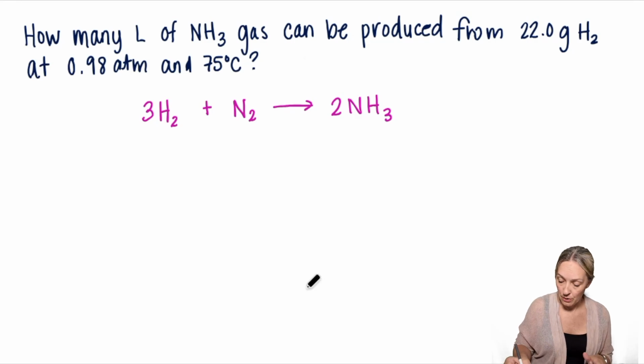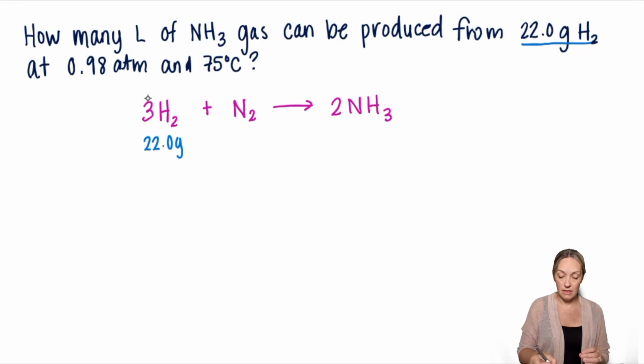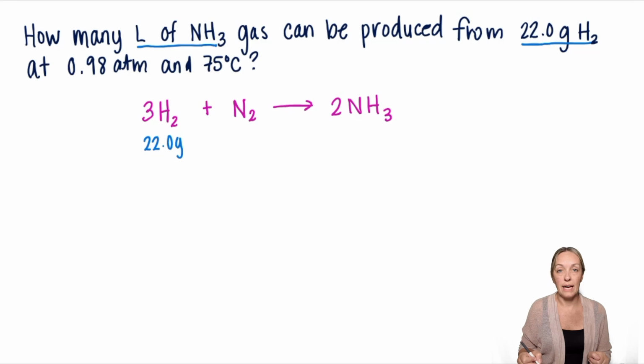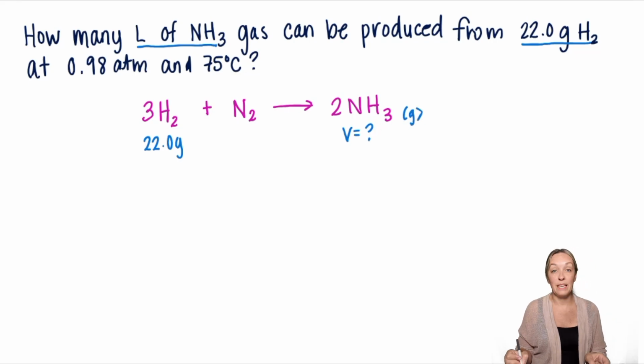So I'm going to go through, and I have grams of H2, so I'm going to write my 22 grams of H2 underneath the substance in the balanced equation that it's referring to. My end goal here is to find how many liters of NH3 gas. Remember that liters is a measure of volume, so my end goal here is to find the volume of my NH3 gas that is produced in this reaction.